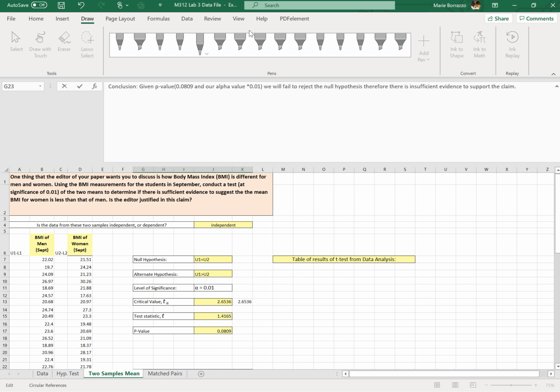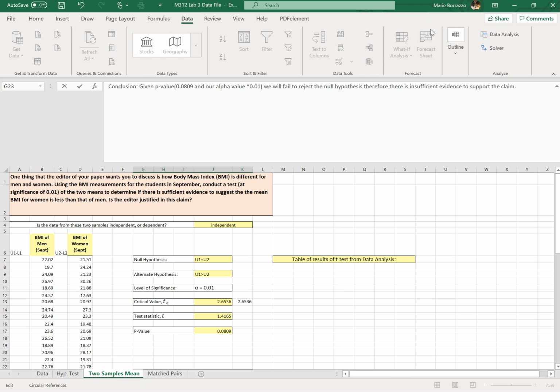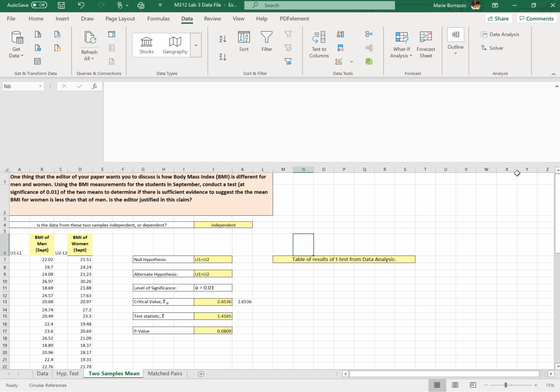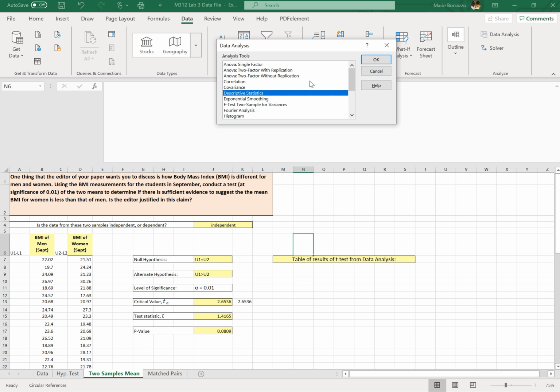Now, if I were instead to go to data, and I went to data analysis, why is this thing yelling at me? Let me try to exit out of here. Alright, so this time, there we go. So this is what we're looking for. We're looking for a two sample test with unequal variances. I don't think we have equal variances here. So hit OK.